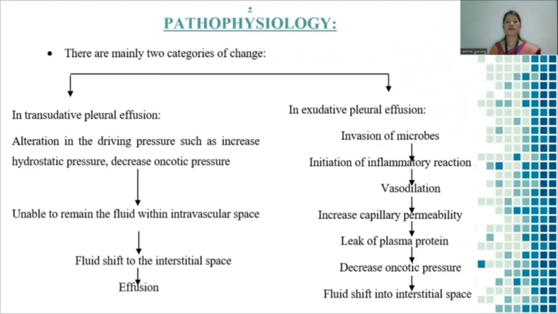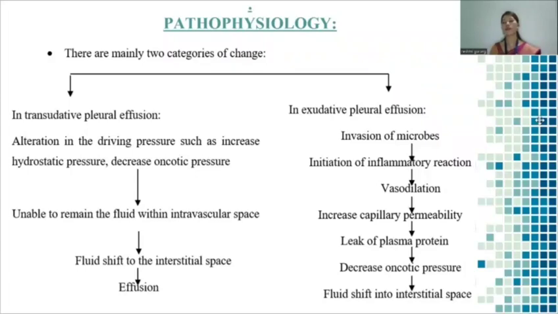And the second type of pleural effusion is the exudative. Since exudative, we know, is related to infection, what happens? There will be invasion of microorganisms, and this will lead to initiation of the inflammatory reaction. As we all know, once we have an infection in our body, our inflammatory mediators will start to react, and there will be vasodilation, dilation of the blood vessels, as the mediators have started to accumulate. There will be increased capillary permeability, which will lead to loss of plasma protein.